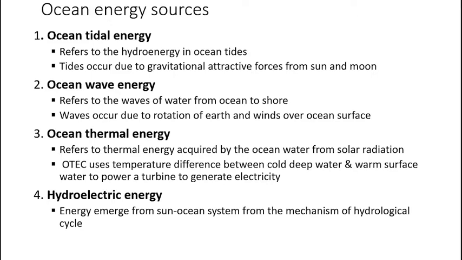Surface water evaporation takes place. As vapors, the ocean water goes upward and then condenses to form rainfall. The water from this rainfall is actually what we see flowing in the rivers, and that water is collected in a dam, and then it is converted into hydroelectric energy. That is, in this case, we use ocean energy in an indirect way. Okay, so these are the 4 ocean energy sources.